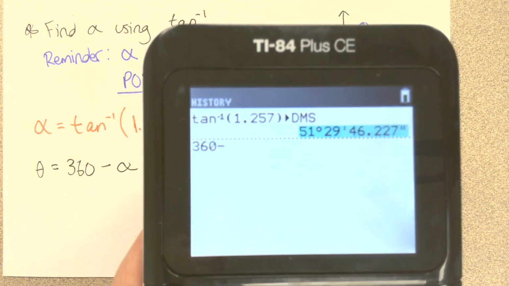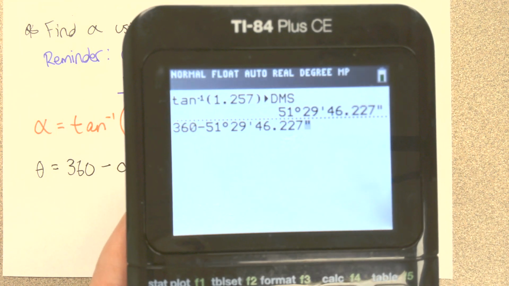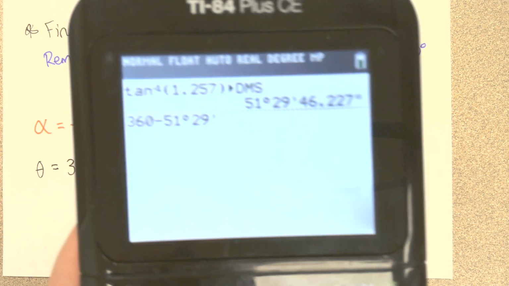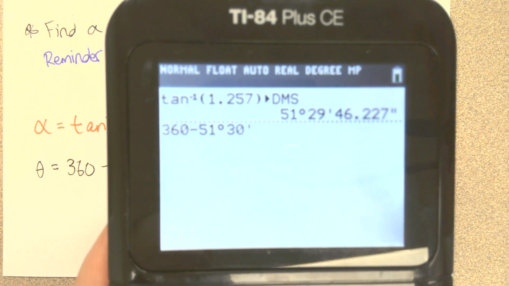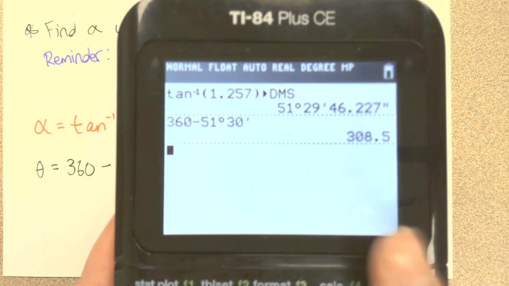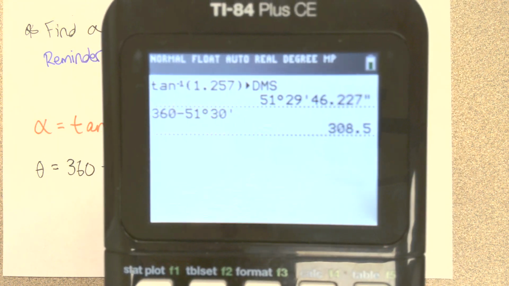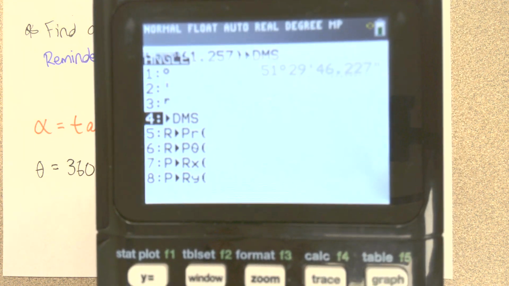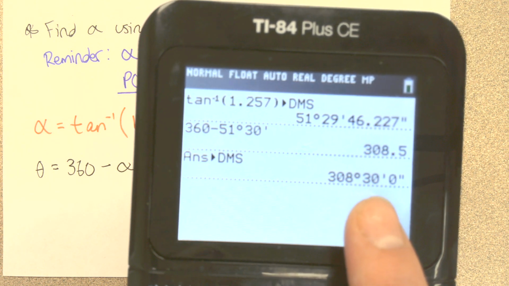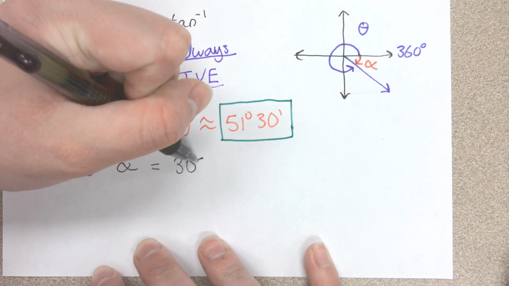Reminder, once you have that number with all the symbols, just bring it down to the next line and take out what you don't need. And now I don't have to type all those symbols by hand. And I forgot, this is the decimal, so now I've got to flip it back to degrees, minutes, seconds. So second apps, convert. That's better. 308 degrees, 30 minutes.